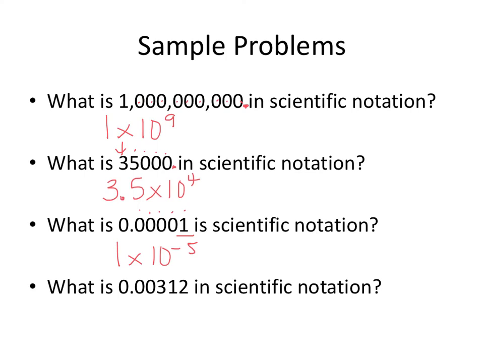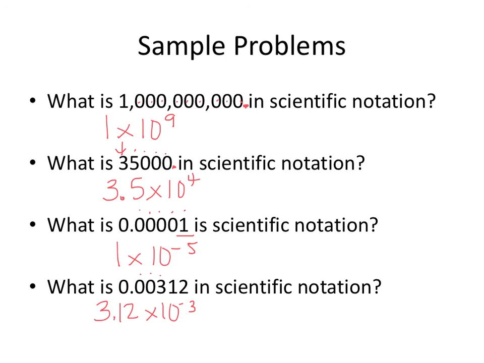So next one, we're going to write our non-zero digits, okay, 3.12, and then since it's after the decimal, we count to the first non-zero, all right? So it's going to be 3.12 times 10 to the negative 3, okay?